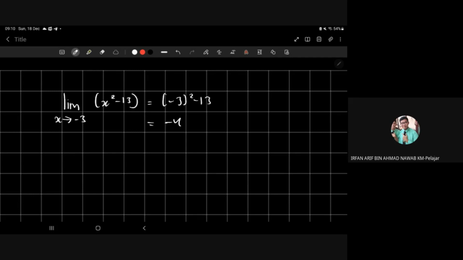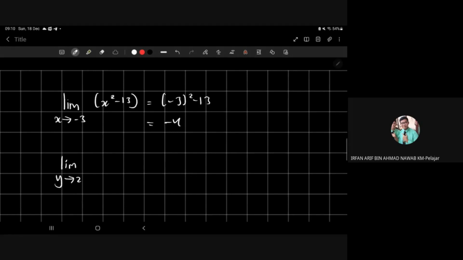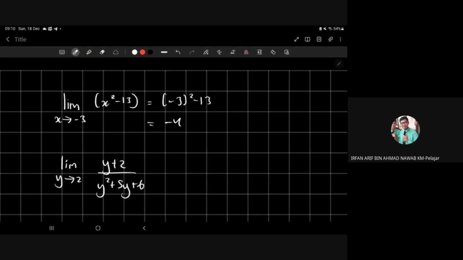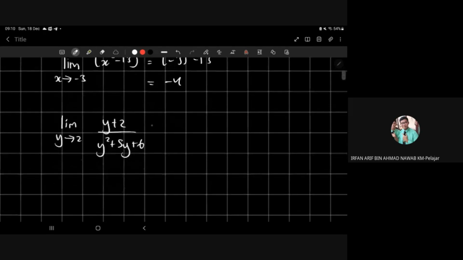So that's about it. Let's move on to not much more difficult, but the same thing, that involves rational functions, where we have a limit where y is approaching 2 of y plus 2 over y squared plus 5y plus 6. From here, all we have to do is just substitute again. I think it will not give us the indeterminate form. So 2 plus 2 over 2 squared plus 5 times 2 plus 6, you will get 4 over 20. You will get 1 over 5. So that should be the answer when you simplify it.